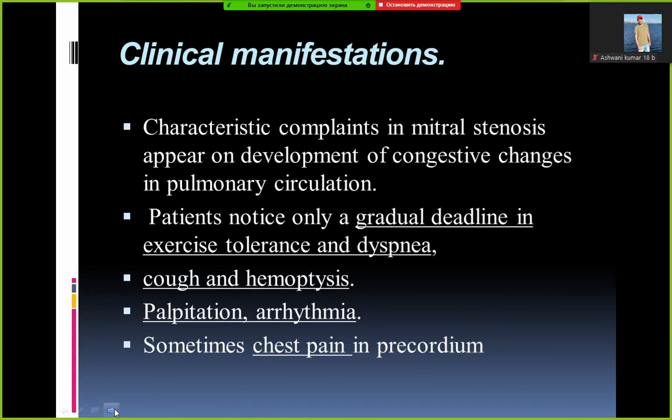So once again, clinical manifestations. Characteristic complaints in mitral stenosis appear on development of congestive changes in pulmonary circulation. Patients notice only a gradual decline in exercise tolerance and dyspnea. Patients may have cough and hemoptysis. Hemoptysis will develop due to the damage of pulmonary capillaries by high pulmonary pressure. They also may have palpitation and arrhythmia and sometimes chest pain.